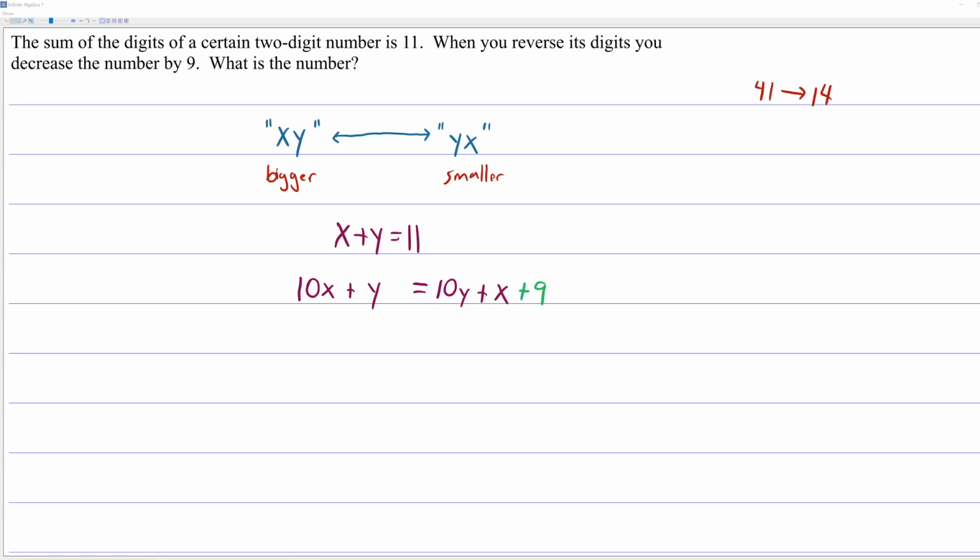And so we have our system of equations. That is, we have two equations with two variables. Solve this. You could solve it by hand if you wanted to. You can solve it in the calculator. But that's how you deal with digit reversal problems.